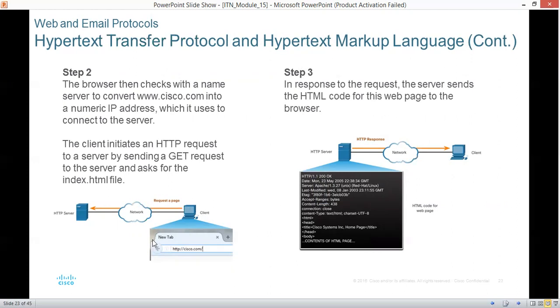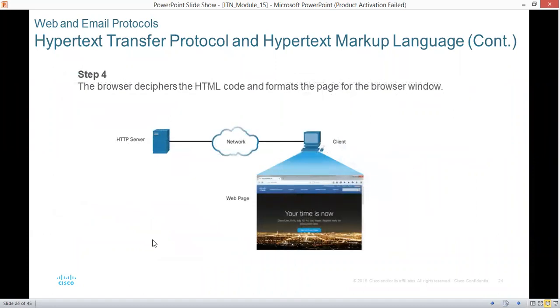Now look at step 2. The browser then checks with the name server to convert www.cisco.com, as an example of a domain, into a numeric IP address, which is used to connect to the server. The client initiates an HTTP request to the server by sending a GET request and asks for the index.html file. Then in step 3, in response to the request, the server sends the HTML code for this web page to the browser itself. Once these 3 steps are established, you have full access and the page loads completely. Finally, the browser identifies the HTML code and formats the page for the browser window.